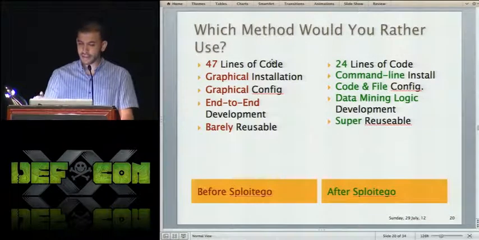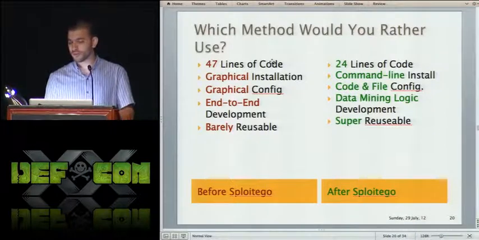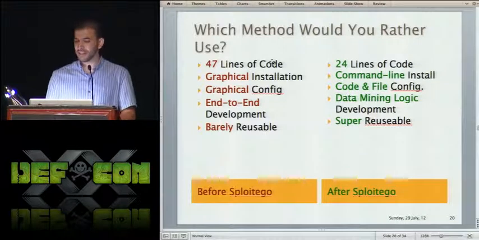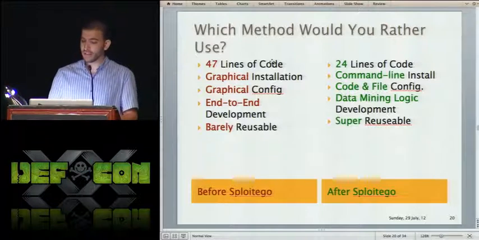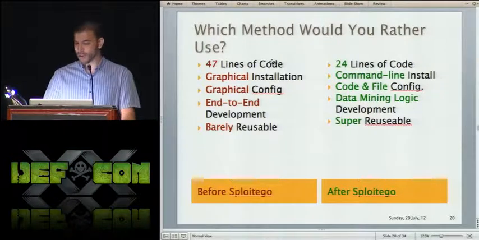So let's look at the head-to-head. Which method would you rather use? 47 lines of code versus 24. Graphical versus command line. Config is graphical. In Sploitego, the config is code and file-based. End-to-end development versus data mining logic. Barely reusable code versus super reusable. I don't know. I'd rather go with the right side.